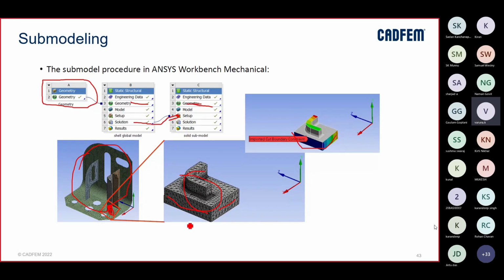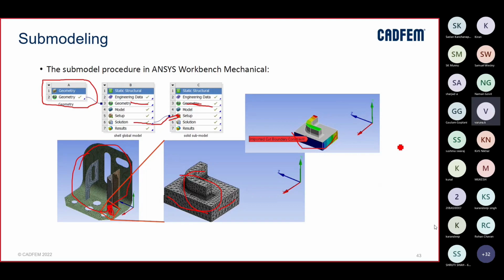Submodeling is nothing but, you take the complete body, do the analysis, and take some region of interest. Isolate that from the complete geometry and take it to another mechanical window. In that one you need to assign the cut boundary constraint. That is an imported one. Imported means it will be coming from the solution of the analysis you have done before.